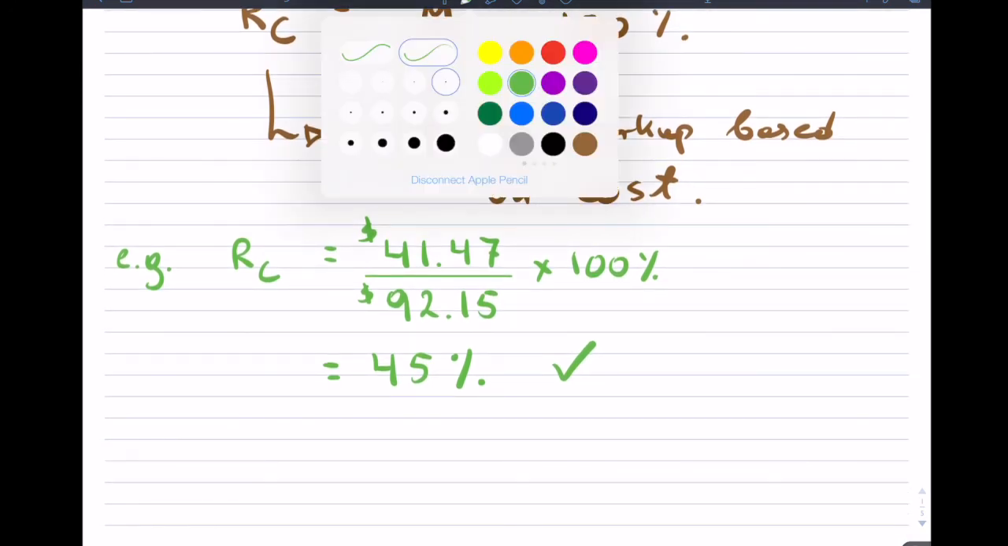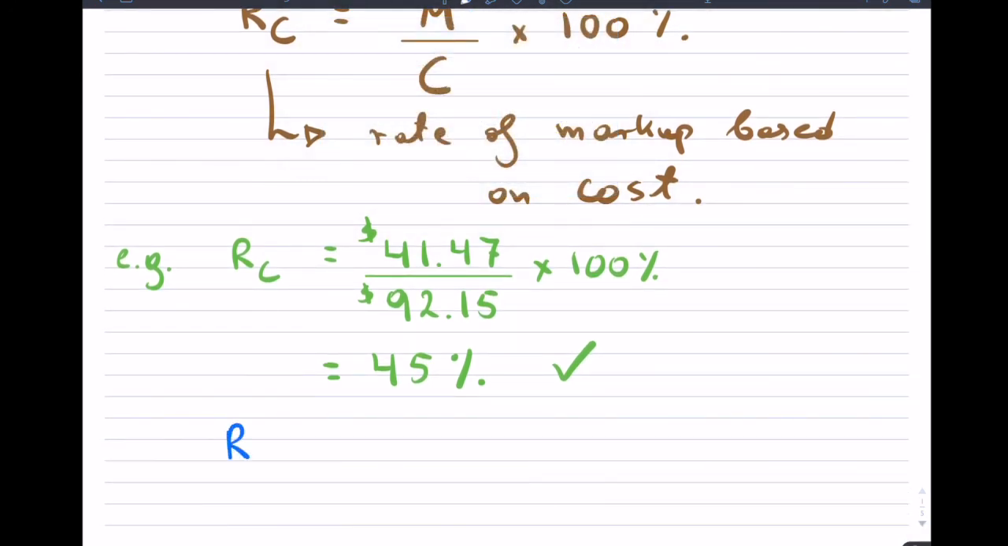And as you would guess, if you wanted to know the rate based on the selling price, that would be your markup divided by your selling price. So you now compare your markup to your selling price. I'm not going to do the computation; you can do that if you like. And that is actually it for these rates of markup. So you have a rate of markup based on cost, and you have a rate of markup based on the selling price. Those are the two.